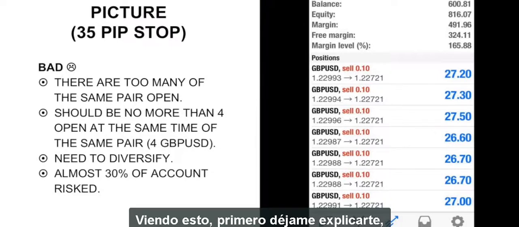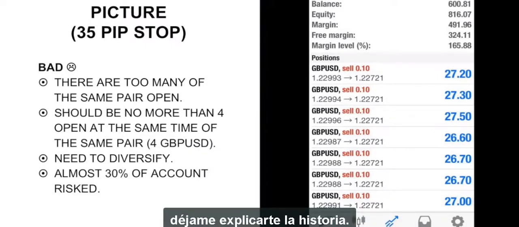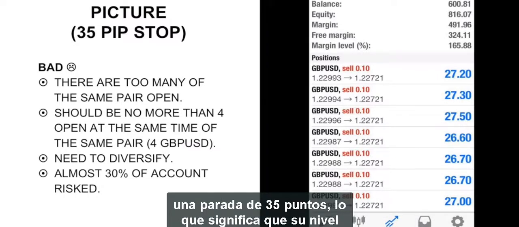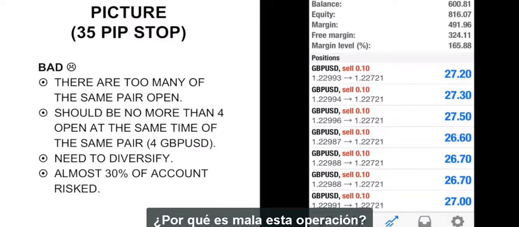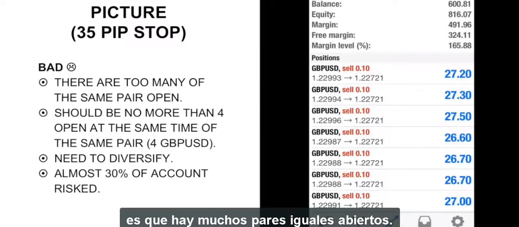Now looking at this, first of all, let me set the story for you. Just imagine that this person had a 35 pip stop. Okay, that means their stop loss is set to 35 pips away from the entry. Now, why is this trade bad? Let's look at this because I want you guys to see this. Maybe this looks like you right now. The bad thing is there are too many of the same pair open, alright?